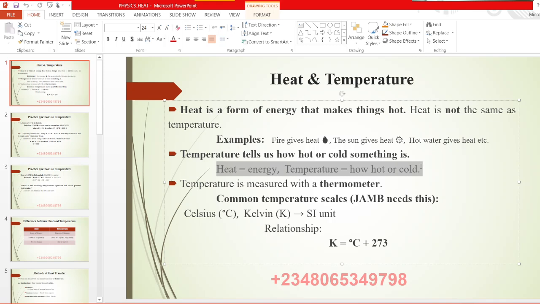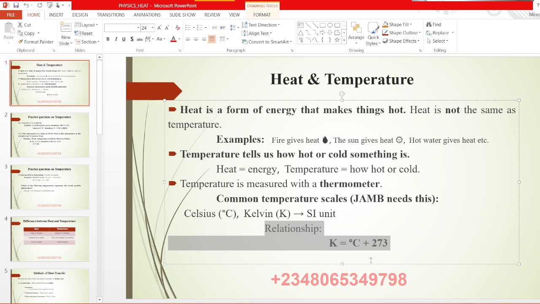Please take note of the fact that the SI unit for temperature is Kelvin, and the instrument to measure temperature is referred to as a thermometer. Very important. One of the things JAMB always tests is conversion of temperature, sometimes from Celsius to Kelvin, which is the SI unit of temperature, and to Fahrenheit. So let's look at the relationship between Kelvin and Celsius. Celsius is also used to measure temperature, but the standard SI unit for measuring temperature is Kelvin. So Kelvin equals Celsius plus 273.